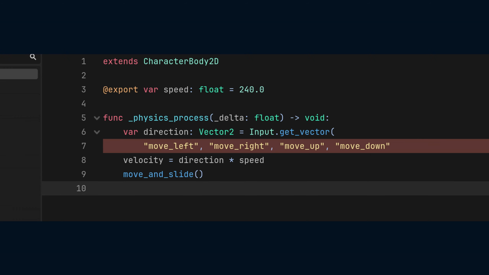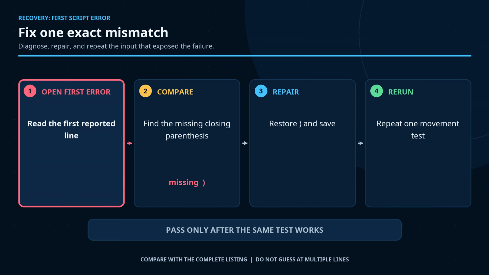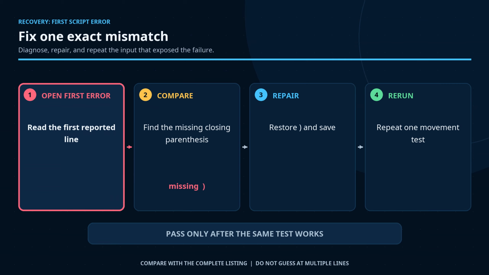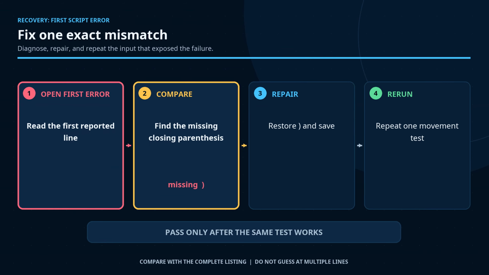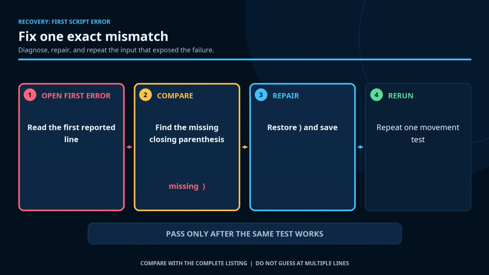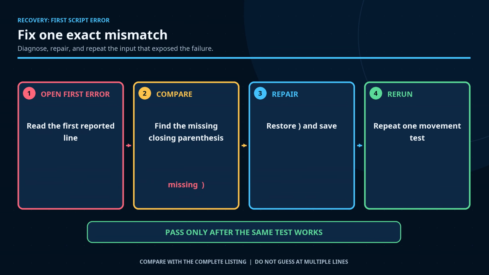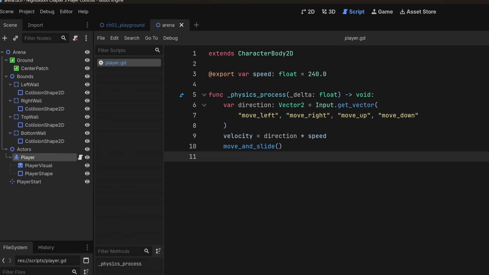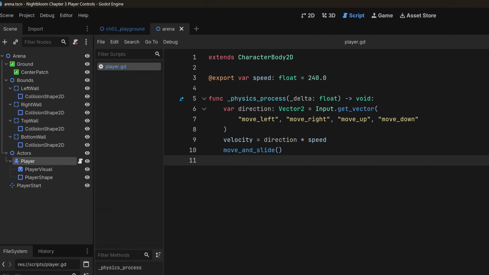For a script error, open the first error in the bottom panel. This disposable example is missing the closing parenthesis after the 4 action names. Compare that line with the complete listing. Restore the parenthesis, save, confirm the error clears, and rerun one movement test.